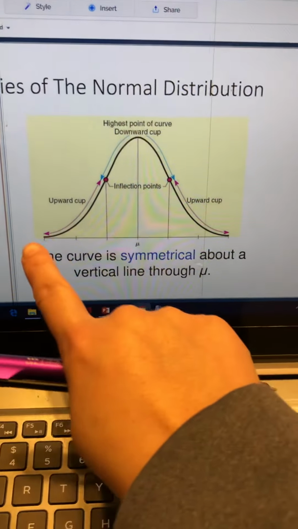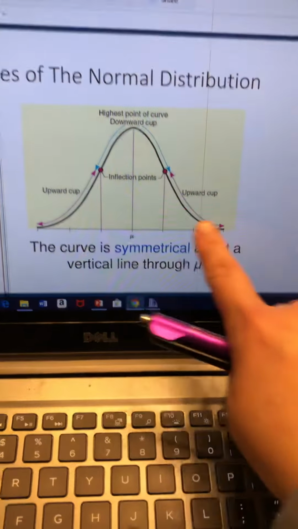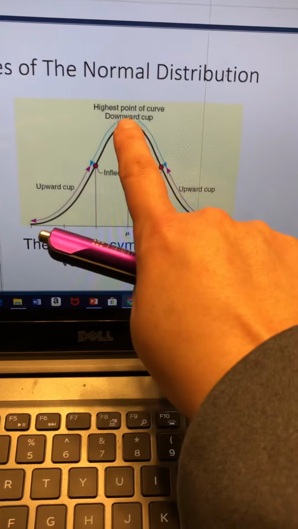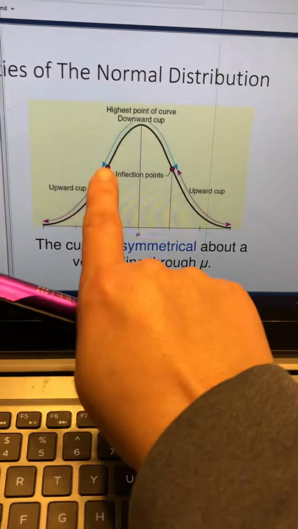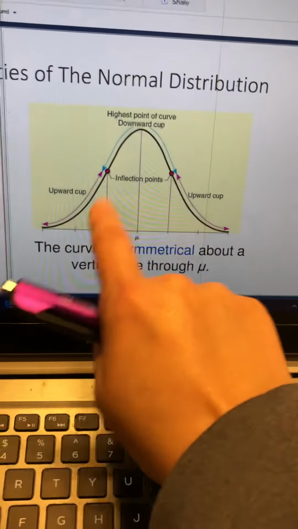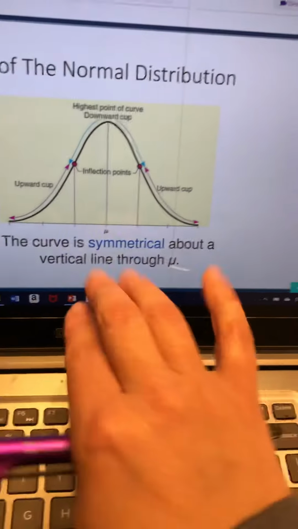So the normal curve goes up and comes back down. It's bell-shaped. The highest point is over your mean, which is mu. And then these are your inflection points, where you have the upward and downward curve. Those are the properties of your normal curve, the normal distribution.